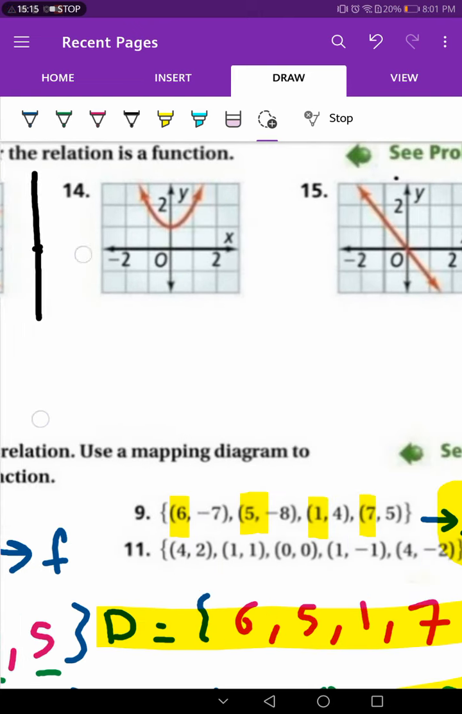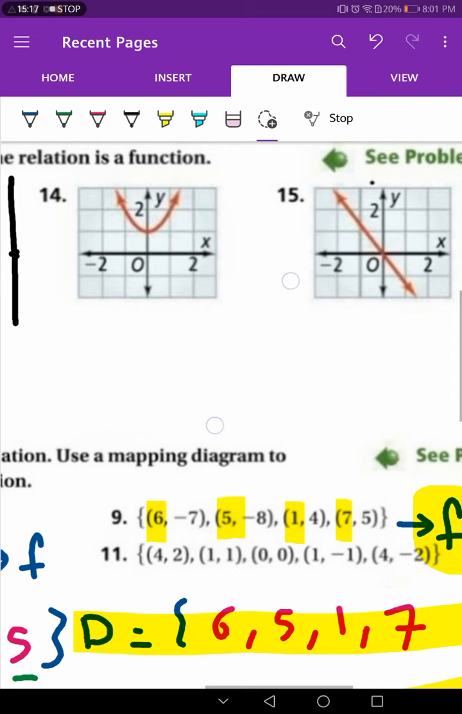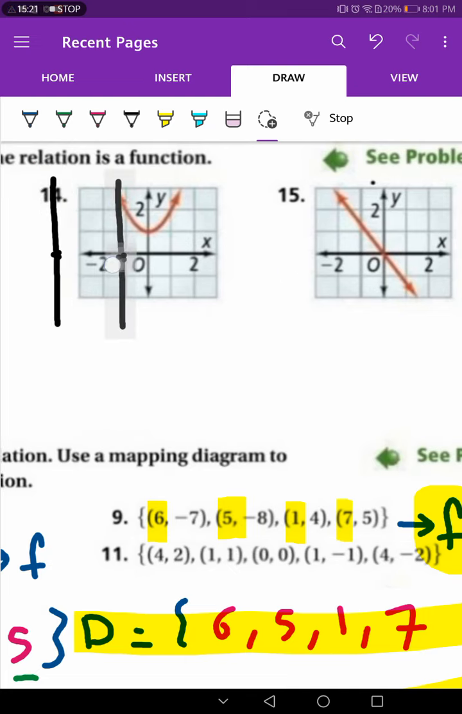Now let us check the next graph here. See, it is hit only 1 point. See, hit only 1 point, so it is function. And here the vertical line hits only 1 point, so also it is a function. So this and this, it is a function.